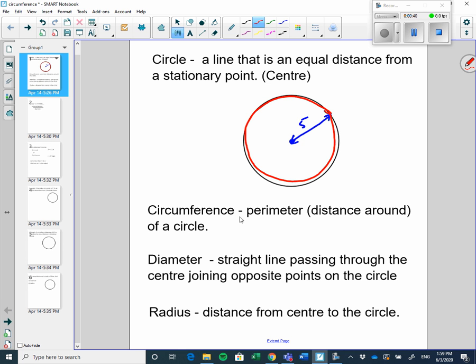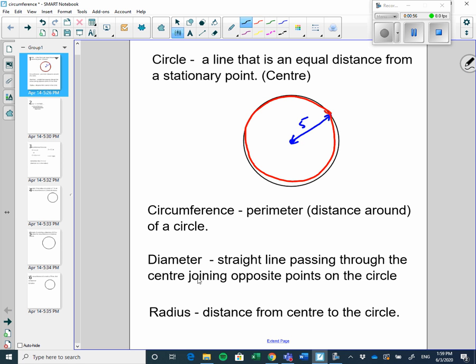And the circumference is the perimeter, or the distance around that circle. So that red line that I drew is the circle, and we would call that the circumference as well, the distance around the circle. Now a diameter is a straight line passing through the center.